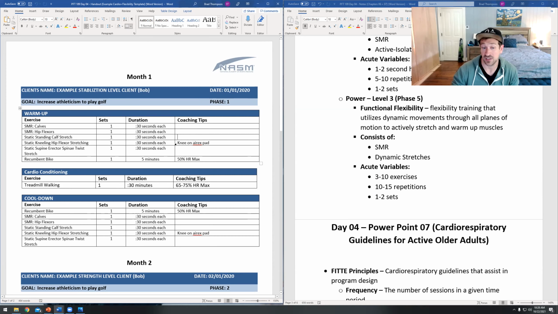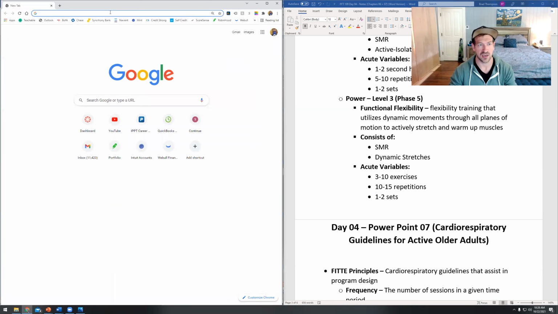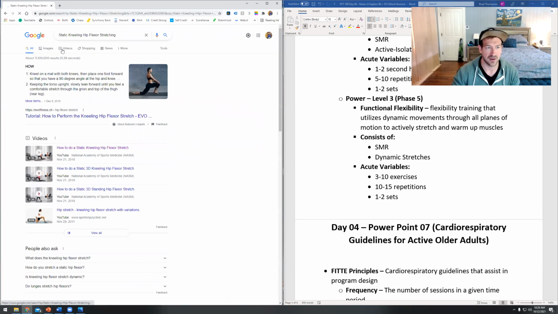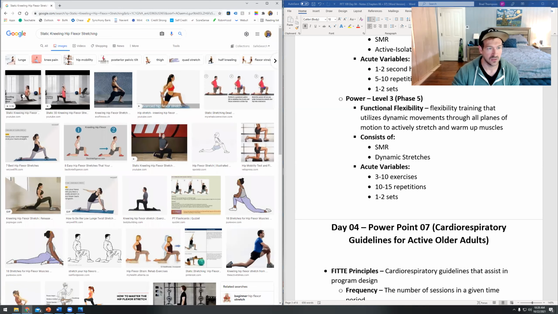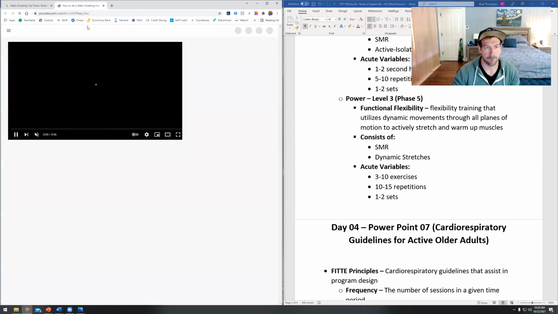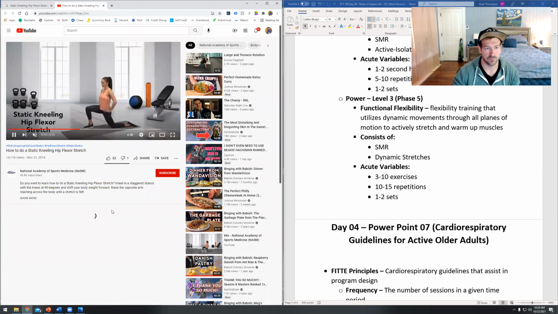And I put a coaching tip. I said, like, hey, put your knee on an RX pad. You know, I don't need you to grind your knee into the ground. But a static kneeling hip flexor stretch is this one right here. See, people do that one all the time, right? There it is. I probably do the one with the arm overhead because I like that one better.